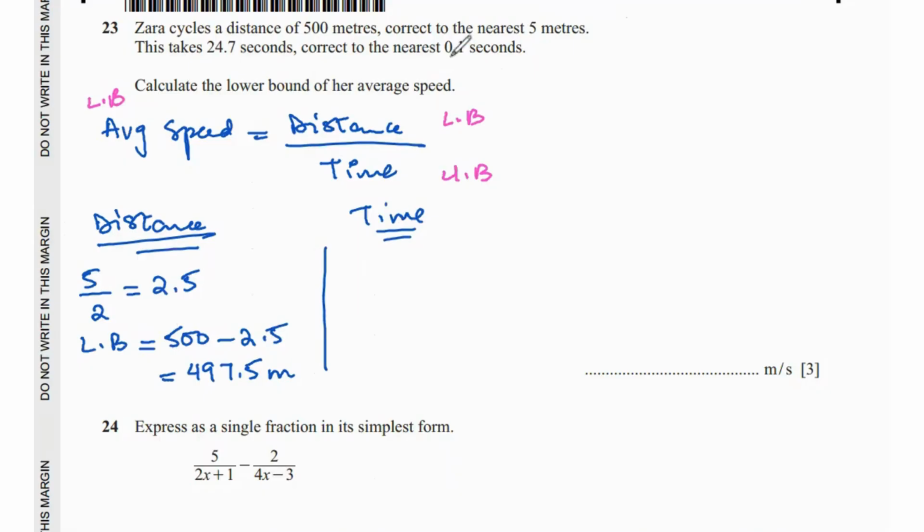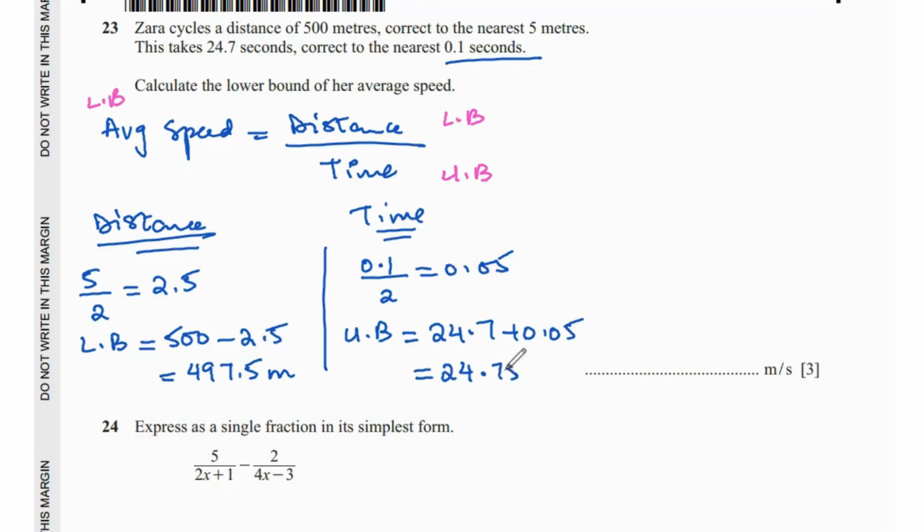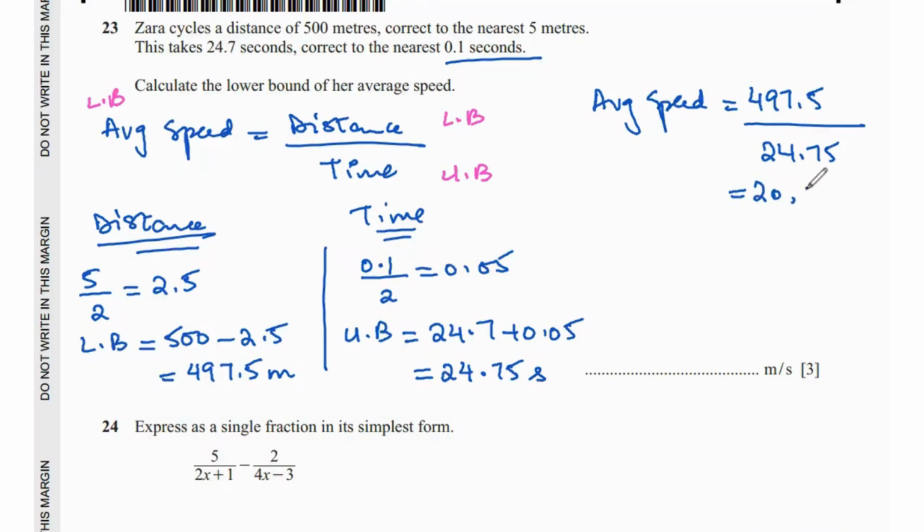For time, it's correct to the nearest 0.1 seconds. So 0.1 divided by 2 is 0.05. So upper bound is going to be 24.7 plus 0.05, which is 24.75 seconds. So average speed is 497.5 divided by 24.75. That's going to give us 20.10 meters per second. That's your lower bound of the average speed.